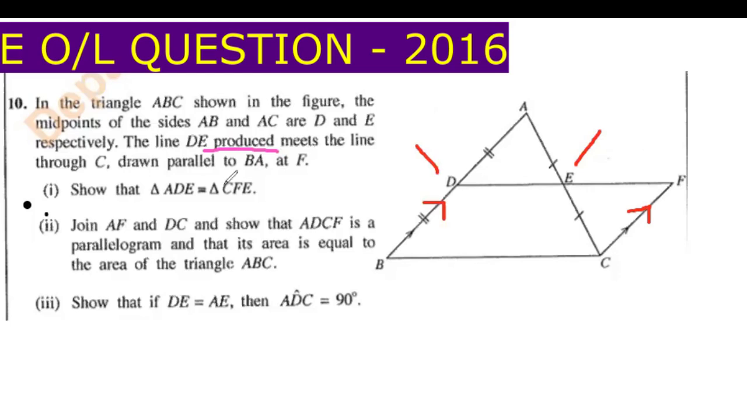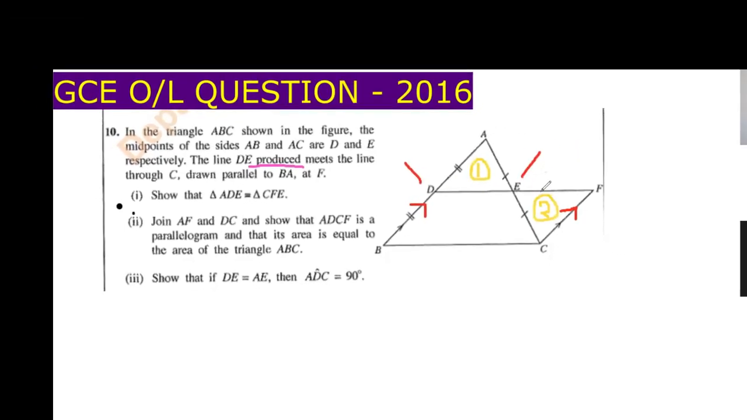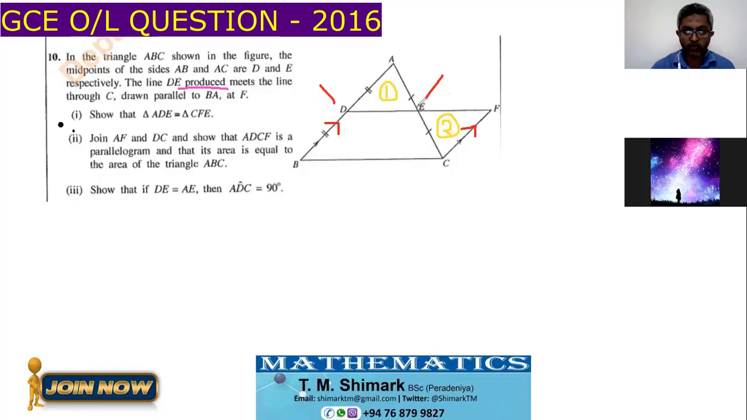So they have given the diagram. It's not difficult. Show that triangle ADE is congruent to triangle CFE. These two triangles are congruent. You have to show AE equals EC. That is one thing, and the reason is given. You always have to give the reason.